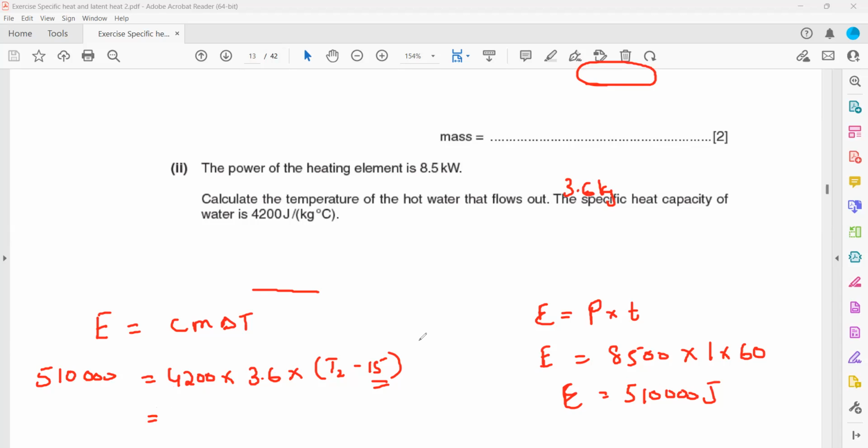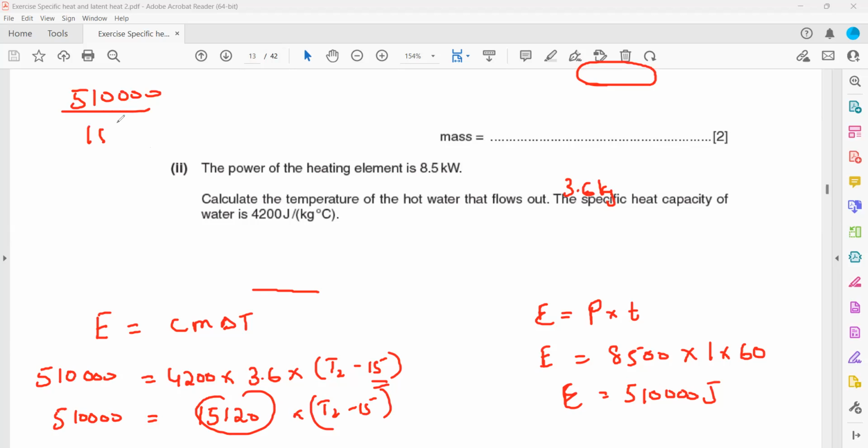Now simplify 4,200 times 3.6. What's the answer? 15,120. And this is 15,120 times T2 minus 15. This factor is multiplied, so on the other side it will be divided. So 510,000 divided by 15,120. What's the answer for this? 33.7.